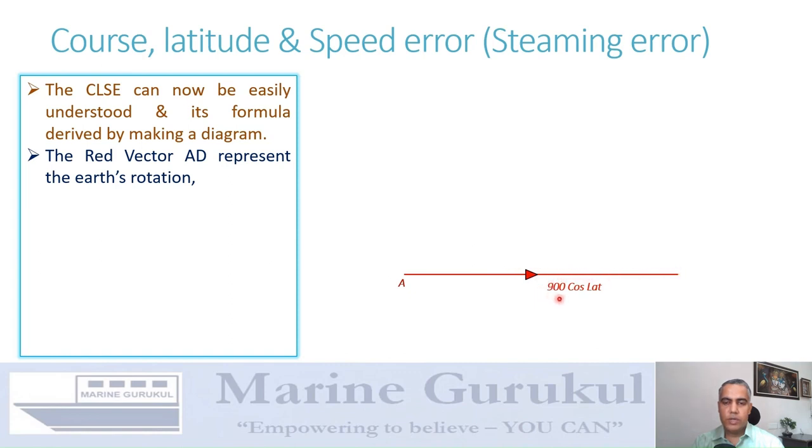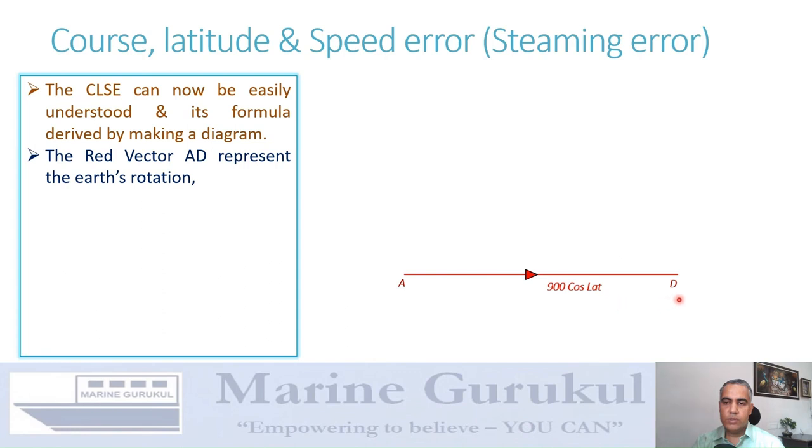The magnitude of this vector is given by 900 cos latitude. The Earth is moving in the easterly direction. For an observer who is on the equator, latitude becoming 0, this comes to 900 miles per hour or 900 knots. And for a person who is on the pole, the latitude becoming 90 degrees, the cos of 90 factor becomes 0. So this motion, rotation of the Earth, at the pole becomes 0. Between the equator and the pole, the direction will be easterly, and the magnitude with which the Earth is taking us in the easterly direction will be somewhere between 900 and 0.